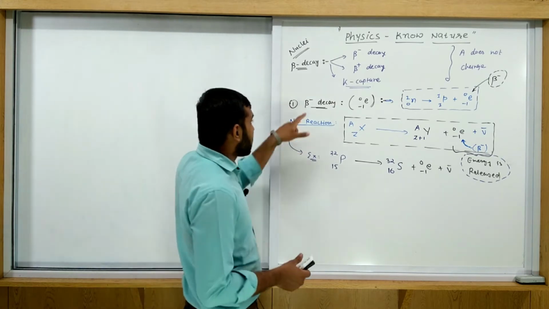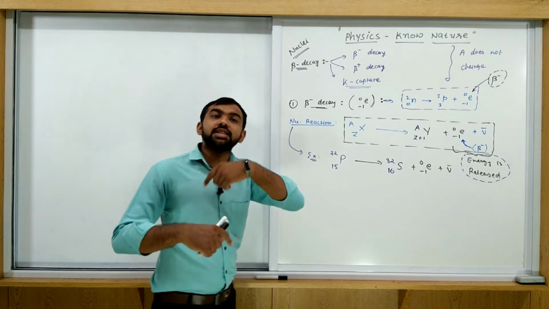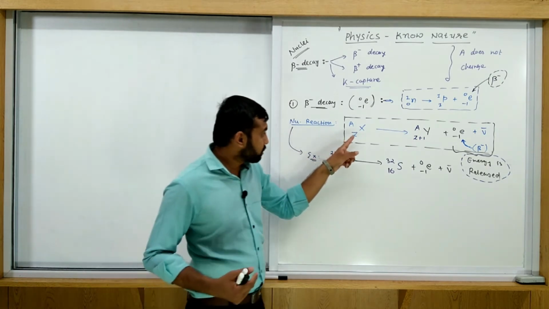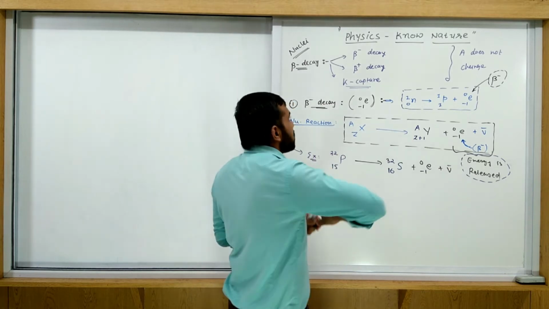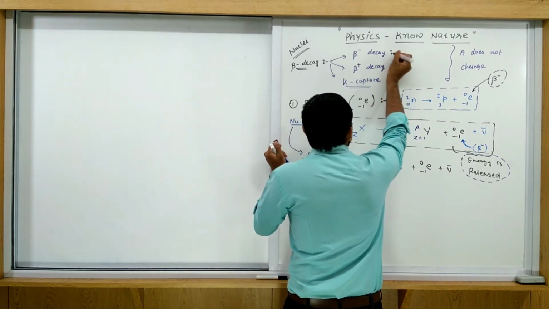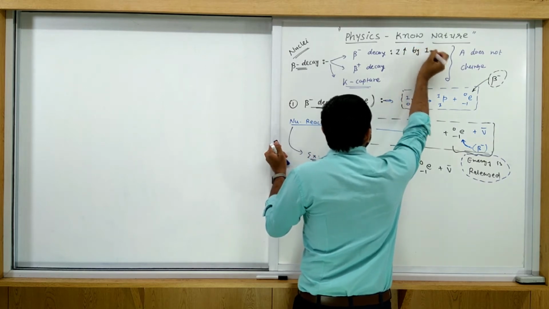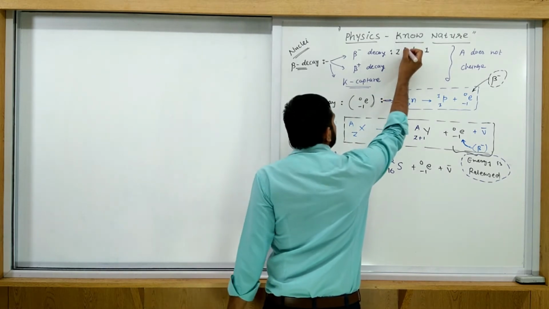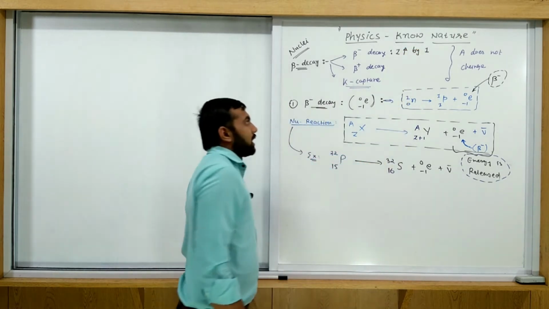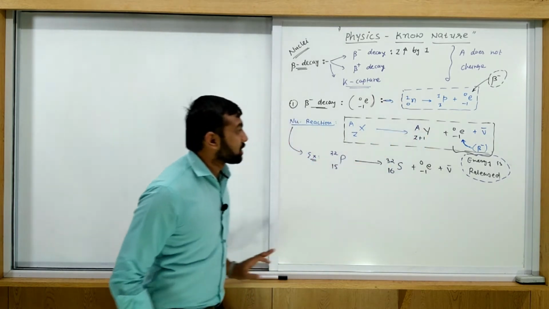If you consider this beta minus decay, then Z becomes Z plus 1. So Z is increased by 1. So in case of beta minus decay, Z increases by 1 after the process. Okay, so this is the simple situation, you must note it.